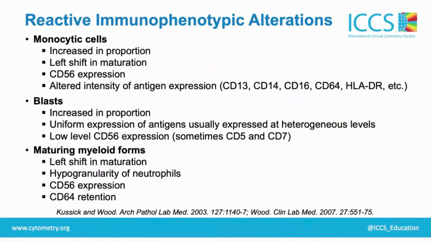It's important to be able to distinguish between benign reactive immunophenotypic alterations and abnormalities associated with monocytic neoplasms. In reactive conditions, you may see reactive monocytosis, a left shift in maturation, expression of CD56, and altered levels of CD14, CD16, and CD64, among others. Additionally, you may see reactive changes in the blast compartment and in myeloid forms.